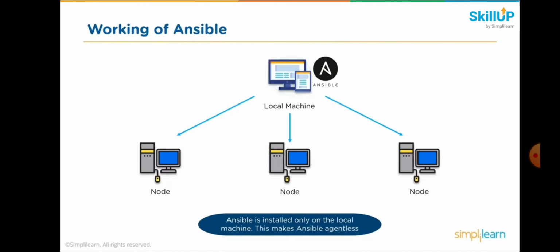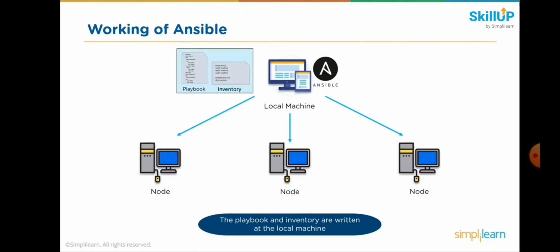So let's have a look at how Ansible actually works in the real world. The real world environment is that you would have the Ansible software installed on a local machine, and then it connects to different nodes within your network. On the local machine, you'll have your playbook, which is the set of instructions for how to set up the remote nodes. And then to identify how you're going to connect to those nodes, you'll have an inventory.